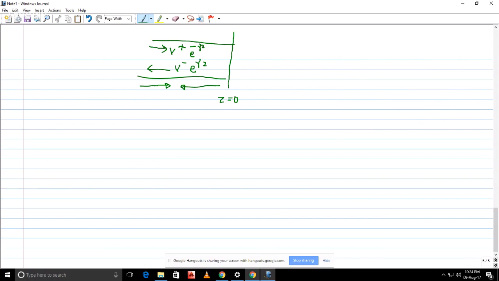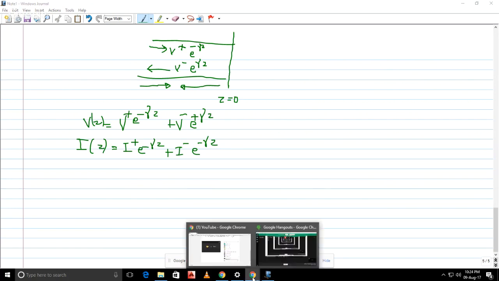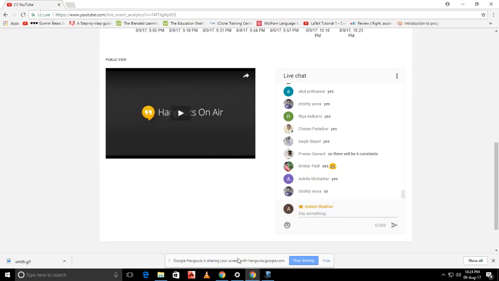Now, how does this help me? That we will see, because in the Smith chart these quantities are very important. Now we got the solution for the voltage: V of z equals V plus e raised to minus gamma z plus V minus e raised to plus gamma z. Similarly, for current, I of z becomes I plus e raised to minus gamma z plus I minus e raised to plus gamma z. Everyone agrees to this? Everyone agrees to the solution for current and voltage? Any problem?